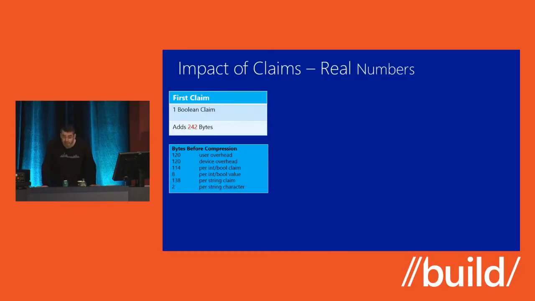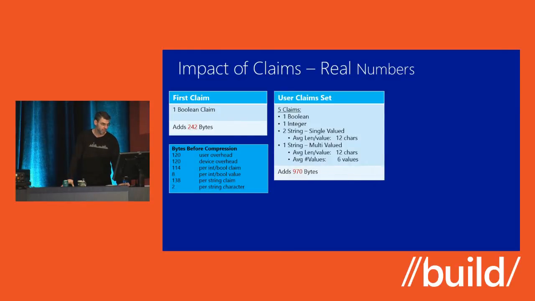Because it's compressed, and I can't really guess the compression, I'm just going to pretend they're not compressed. Okay? So this is worst case in that sense. So one claim, uncompressed, adds 242 bytes. Okay? And then let's say we used 5 claims, with a mix of types: a Boolean, an integer, a string with some multi-values, and a string with single value. That adds 970 bytes, uncompressed.